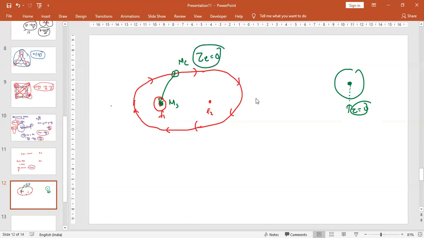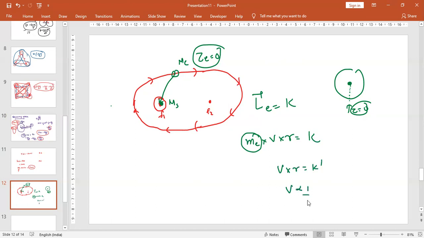So it means the angular momentum of earth will remain constant. Linear momentum is mass into velocity, and angular momentum is mass into velocity into radius. So it will be a constant, and the mass of earth is also constant. So V into R is basically a constant K dash. So V is inversely proportional to R.